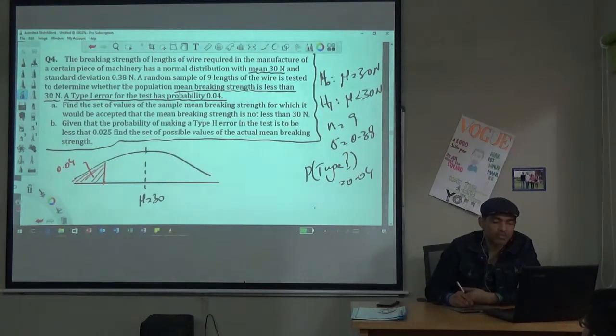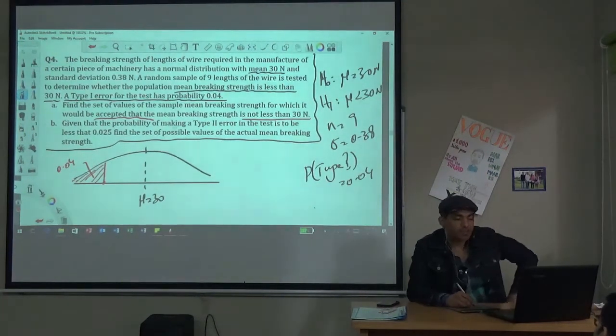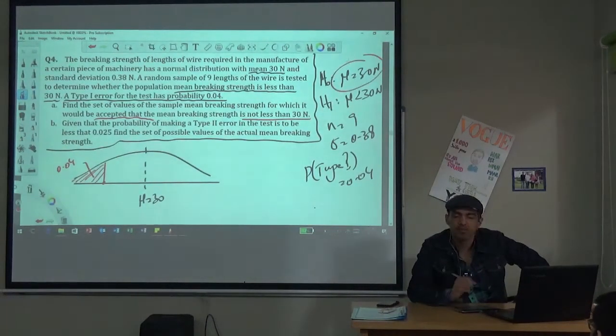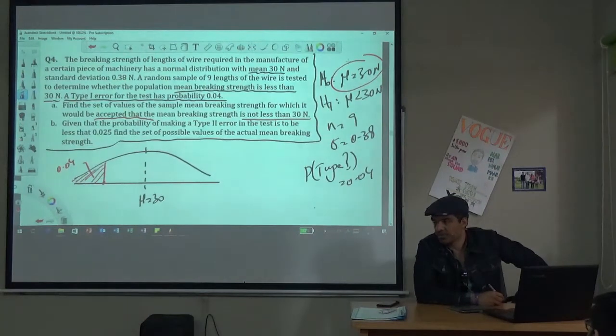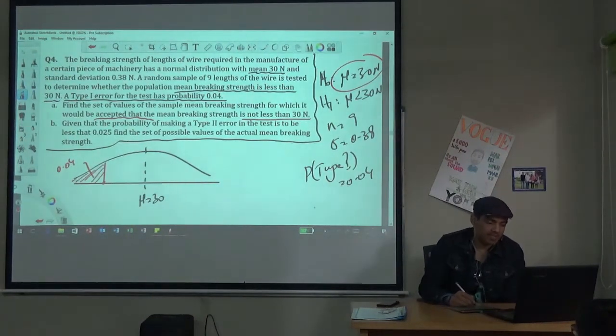Find the set of values in sample mean breaking strength for which it would be accepted that the mean breaking strength is not less than 30. Accepting that the mean breaking strength is not less than 30 means accepting the null hypothesis. When do you accept the null hypothesis? When you fall in the acceptance region, right? Which means this is the region where you're going to fall. So he wants you to state the acceptance region.